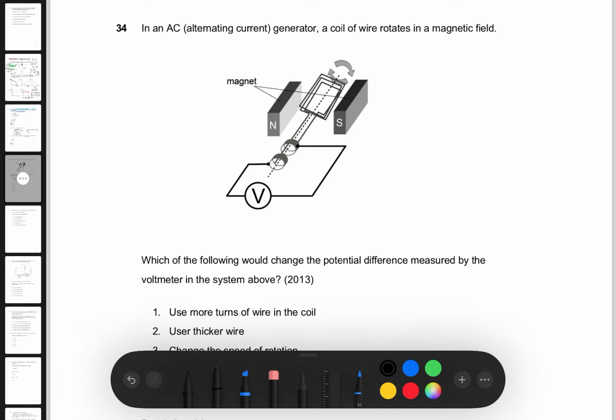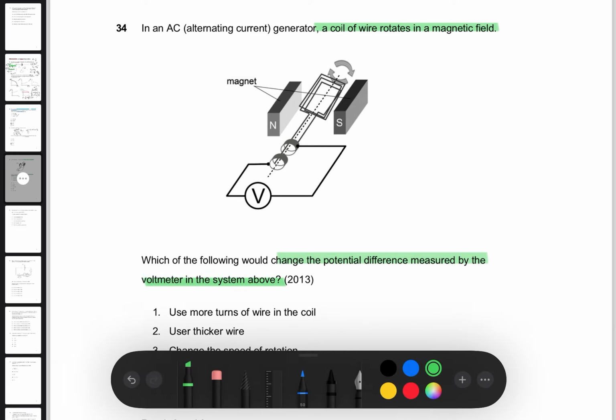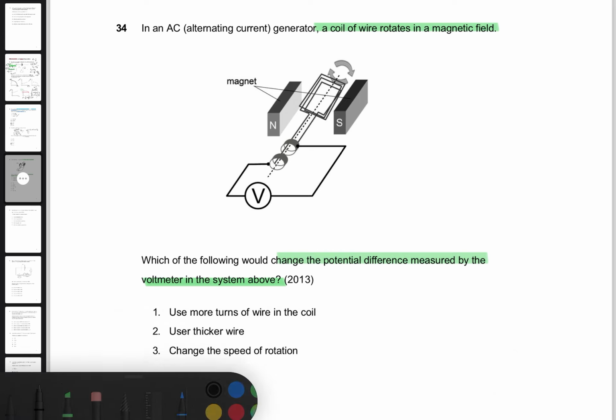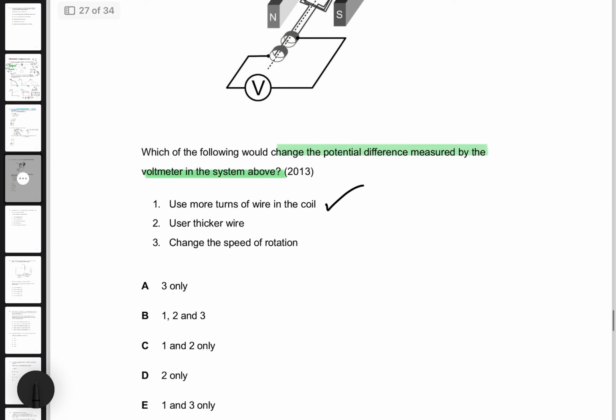Let's go ahead and take a look at 34. In an alternating or AC current generator, a coil of wire rotates in a magnetic field. Which of the following would change the potential difference, or basically the voltage or the electromotive force, also commonly known as the EMF, in the system above? Obviously, using more turns of wire in the coil is going to increase the flux in contact with the rotations, and so that's going to increase the voltage.